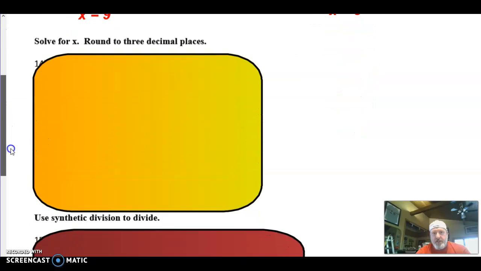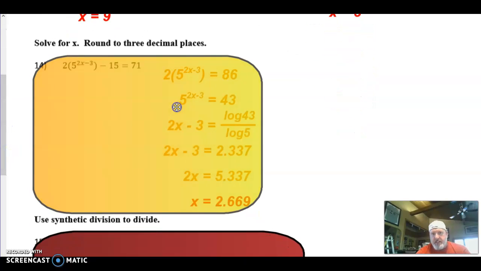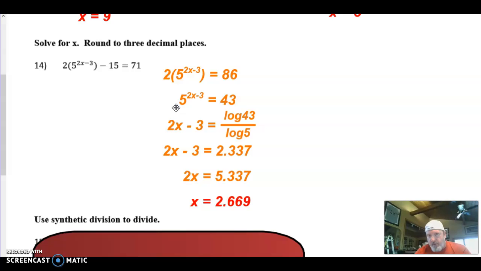All right, 14 tells us to round to 3 decimal places. This is an exponential equation. So first thing I'm going to do here, I added 15 over to the 71. So if you're wondering how I got from here to here, I added 15. And so that's what gave me the 86. Next step, I'm going to divide by 2. When I divide by 2, I get 43.